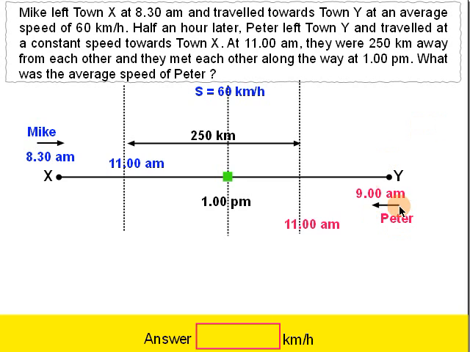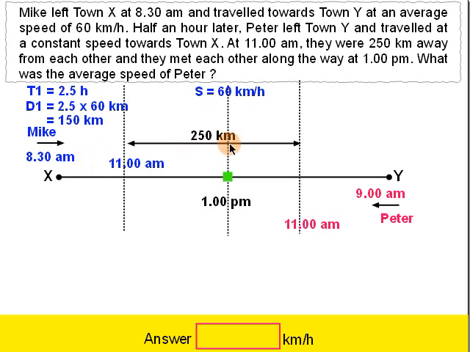Then what was the average speed of Peter? Peter is in red here. What is the average speed of Peter? Now look here, this is how we go about solving it. Time taken by Mike for the first sector, before 11 a.m., is 2.5 hours, from 8:30 to 11 a.m. The distance traveled is 2.5 hours multiplied by 60 km per hour, because that was his average speed for the entire journey. So 2.5 times 60 gives us 150 km. So this is for sector 1.